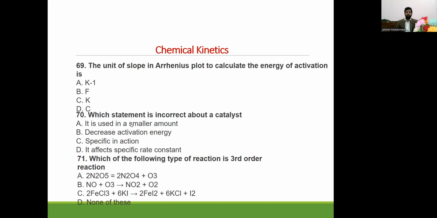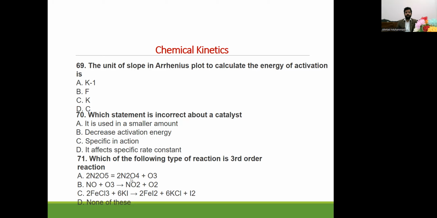It is used in smaller amounts to decrease the activation energy; it affects the specific rate constant. So the right option from these options is D, it affects the specific rate constant. Which one of the following types of reaction is a third order reaction?